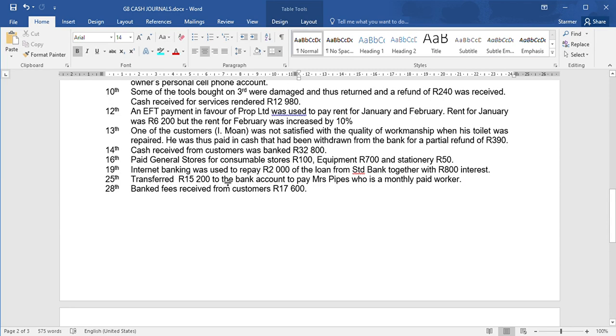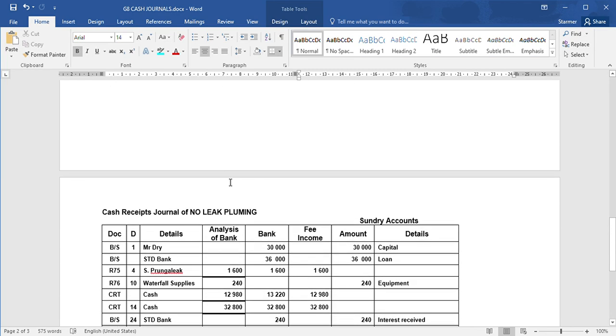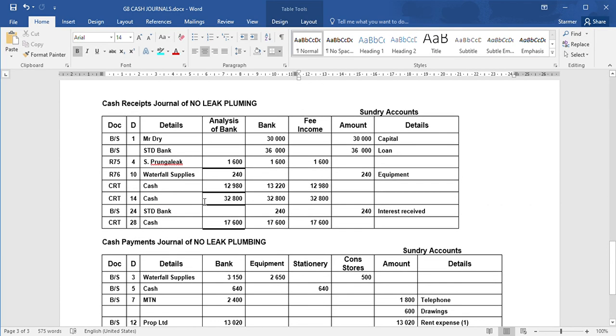Alright then, cash received from customers was banked, so that's more fee income that you receive. You've probably given till slips to your customers, so you can use CRT here, and fee income was used and sundry account stays empty. The money came into the business first. There were no other transactions on that day, so we just banked it.